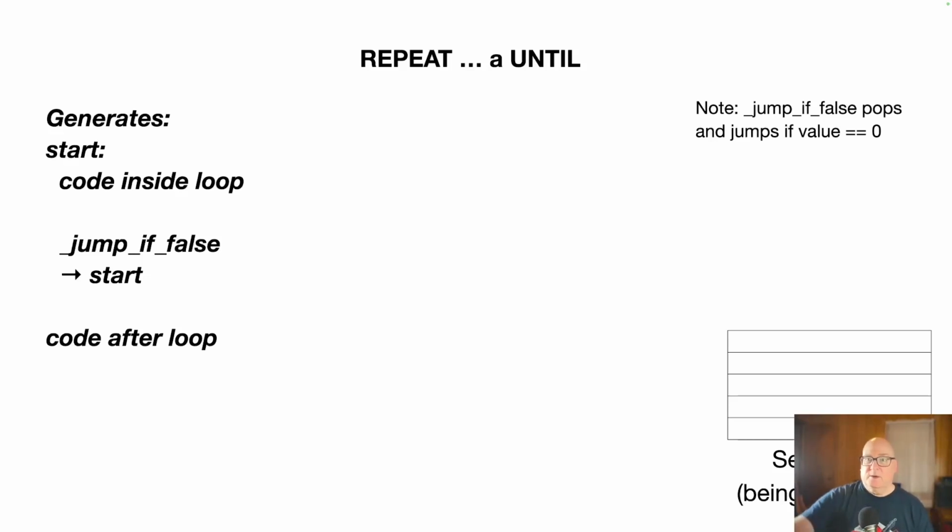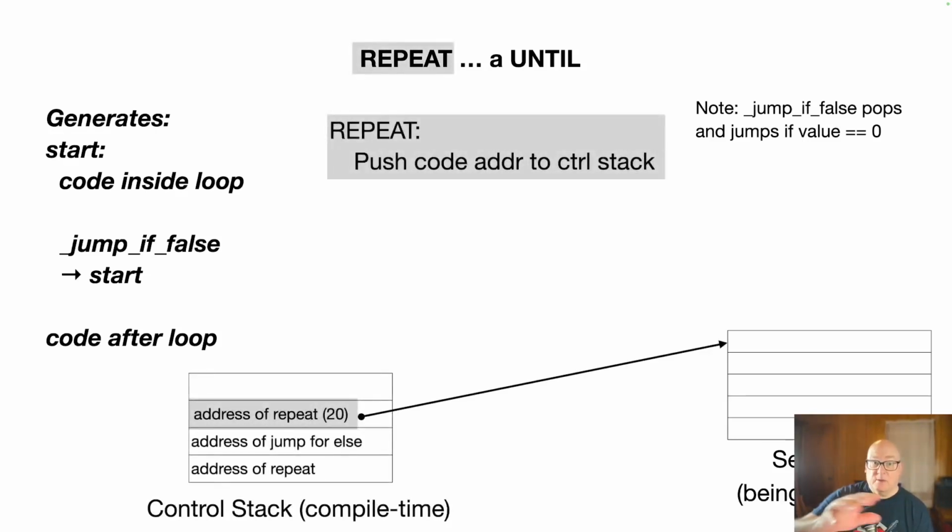Okay, and so we already looked at jump if false. It jumps if it's 0. All right, and on the right, I'm showing the secondary we're going to generate. So the code for repeat running at compile time is going to populate the secondary with the right code. All right, so the repeat, the thing it does is it's going to push code address onto a control stack. So I've shown that on the left.